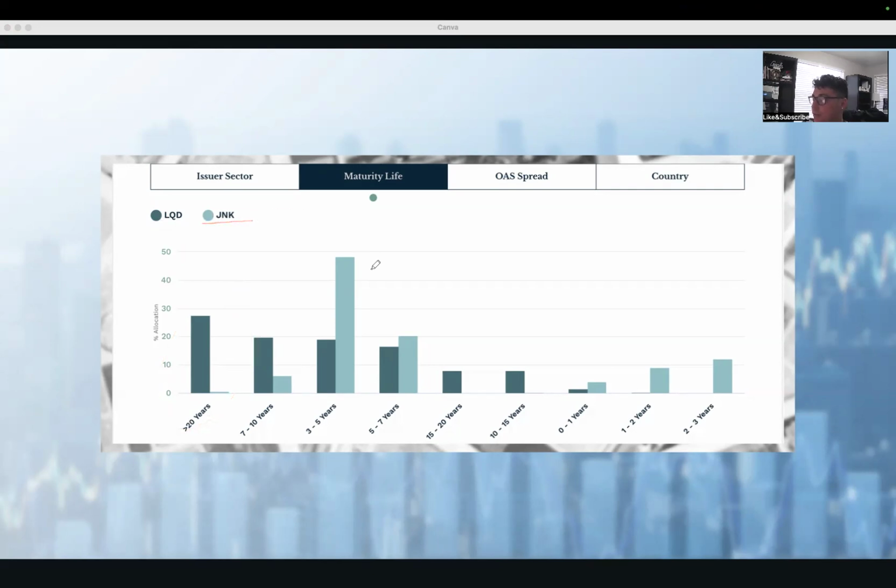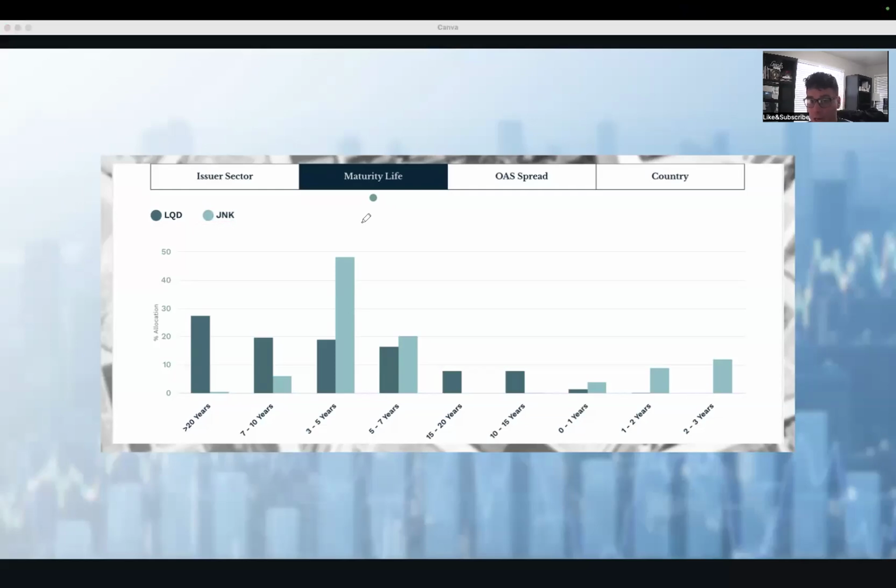JNK has almost 50% in 3 to 5 years. So more intermediate, right? They would call these more of long-term, more of these intermediary. And then when you go in short-term, JNK also has a larger percentage of allocation from 0 to 1, 1 to 2, and 2 to 3 years.